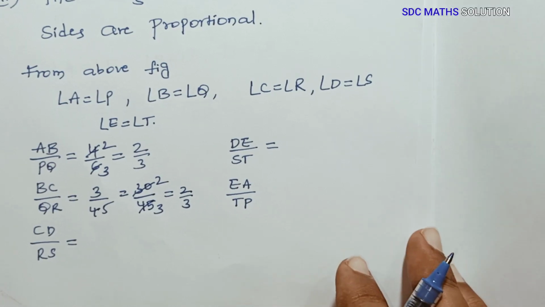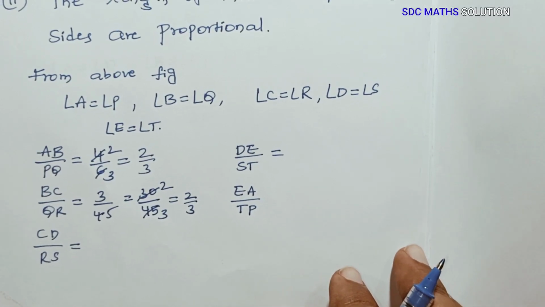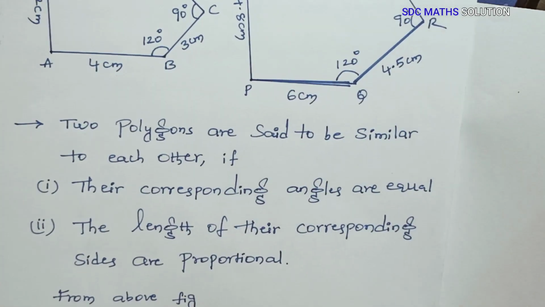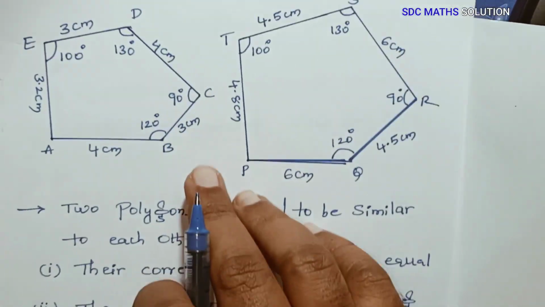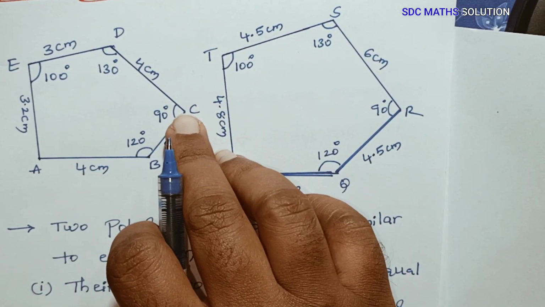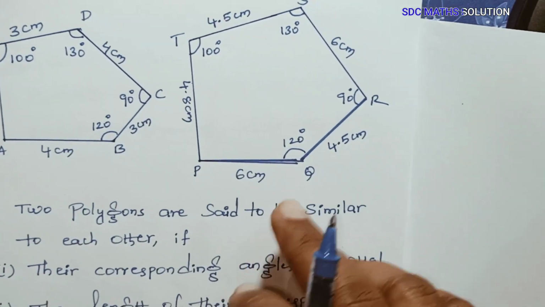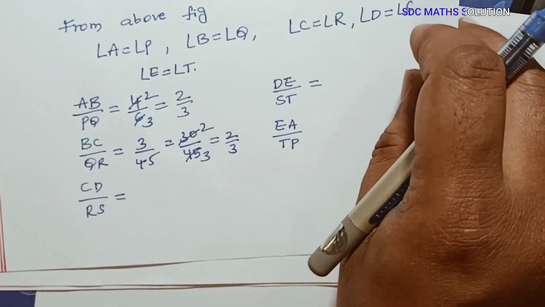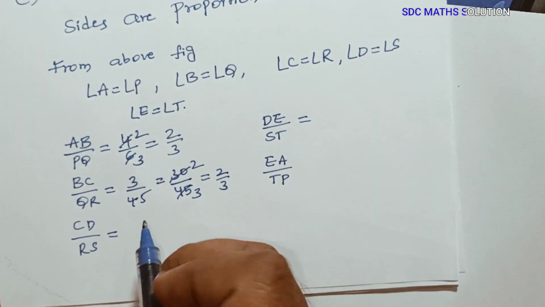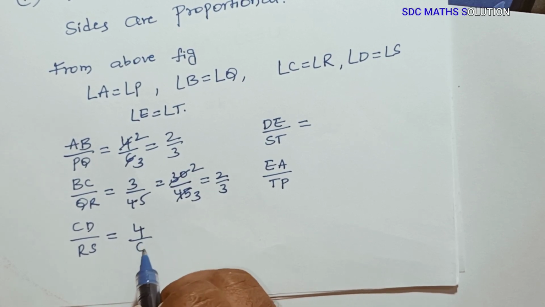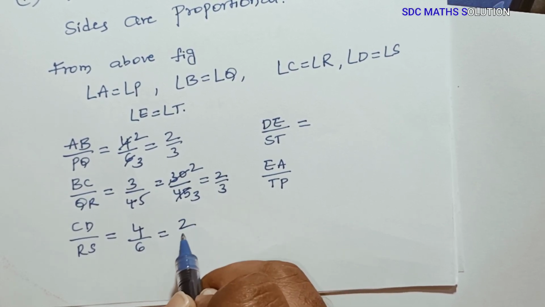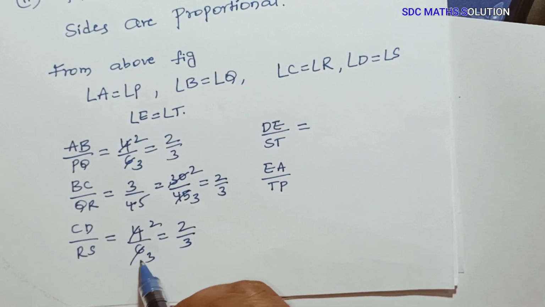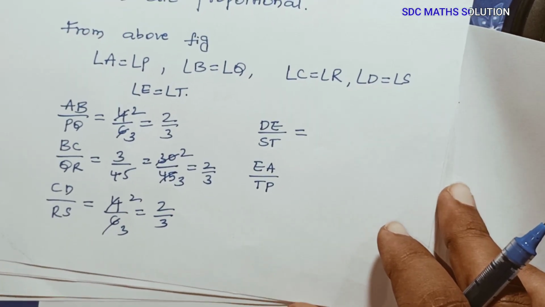Next, CD by RS. What is the length of CD here? Observe carefully, the length of CD is 4 centimeters, the length of RS is 6 centimeters. So CD by RS is equal to how much? 4 by 6, that is equal to 2 2s, 2 3s, so 2 by 3.